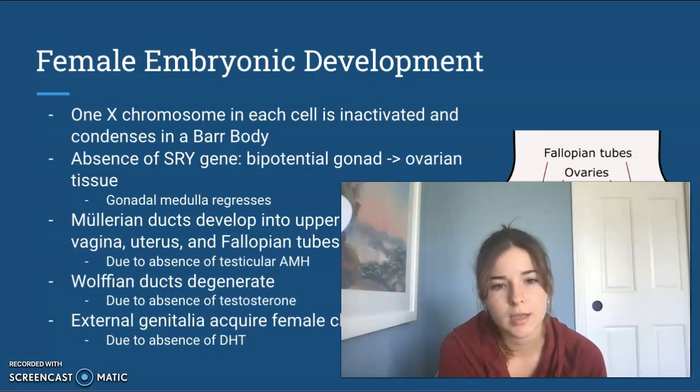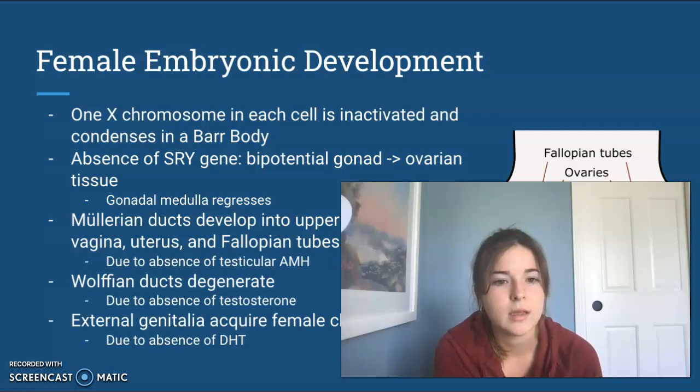Continuing on, we will look at the SRY gene. This gene provides the instructions for making a protein called the sex-determining region Y protein. In the absence of this gene and the presence of multiple female-specific genes, the bipotential gonad, specifically the cortex, becomes ovarian tissue and the gonadal medulla regresses.